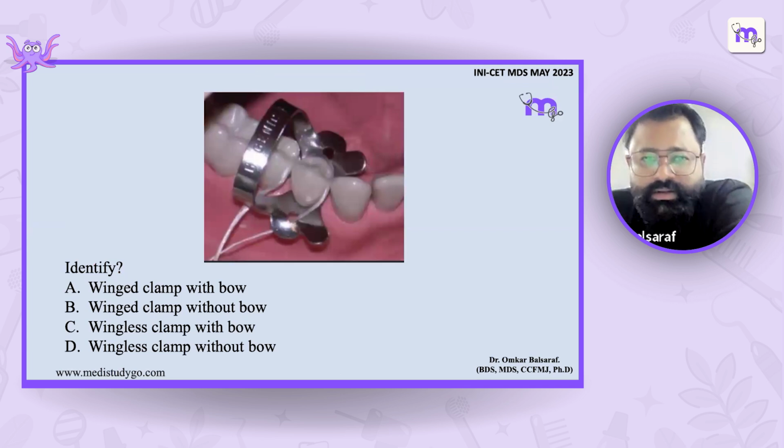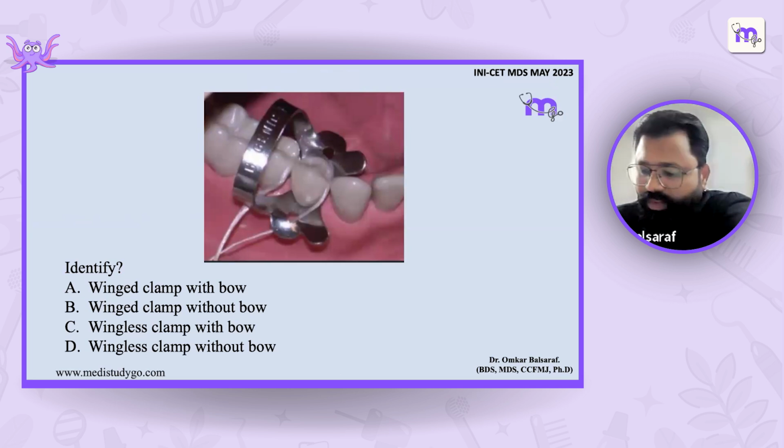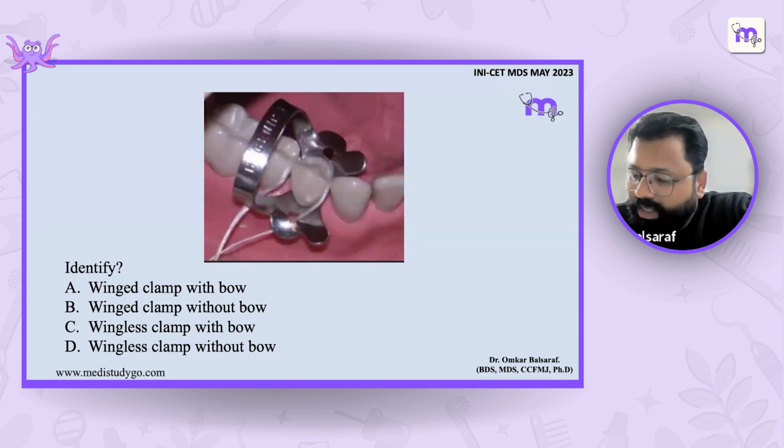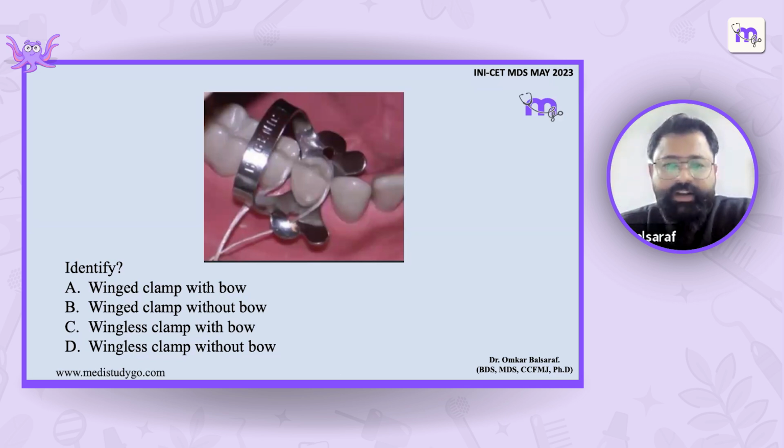Identify the particular image. Okay, it is a winged clamp with bow, it is a winged clamp without bow, it is a wingless clamp with bow, or it is a wingless clamp without bow. Very easy question basically. Yes, with the amount of answers that I'm getting, I guess you guys have identified it. Yes, you have identified it right.